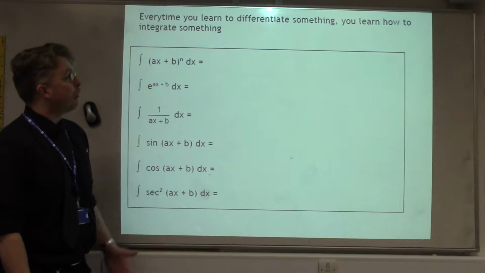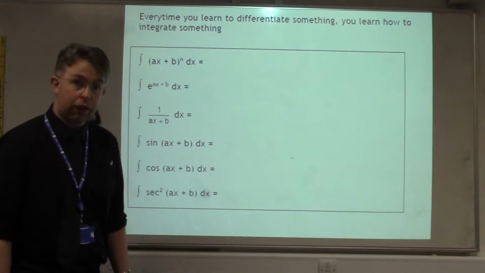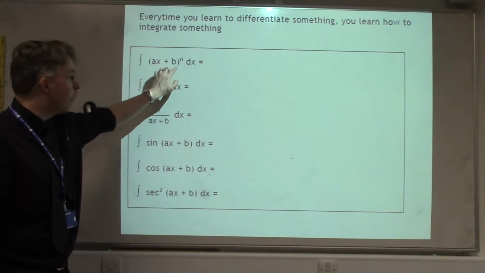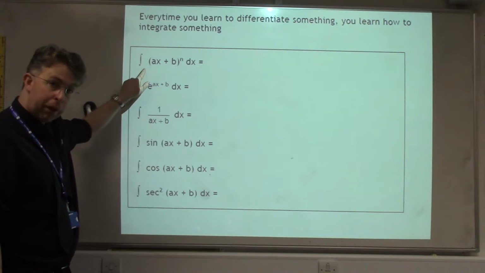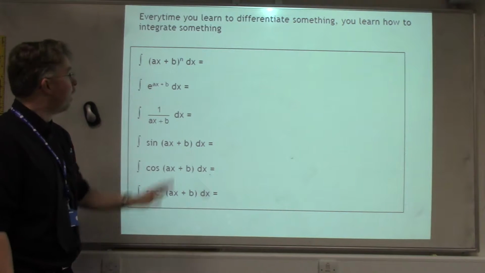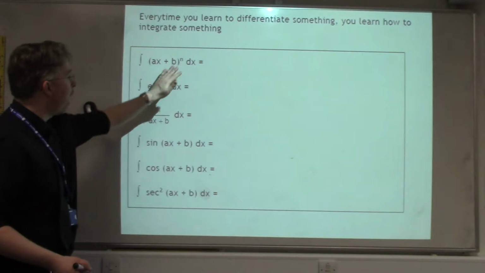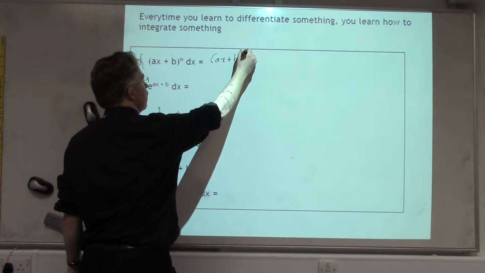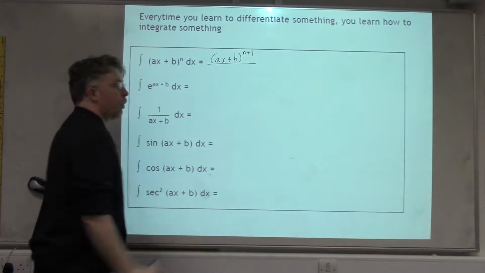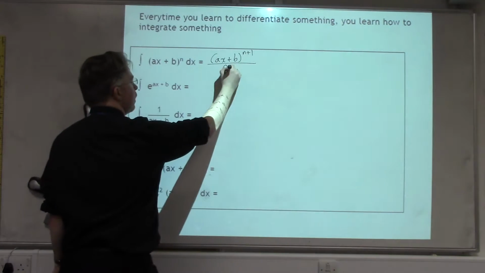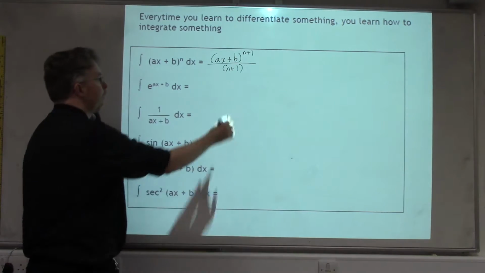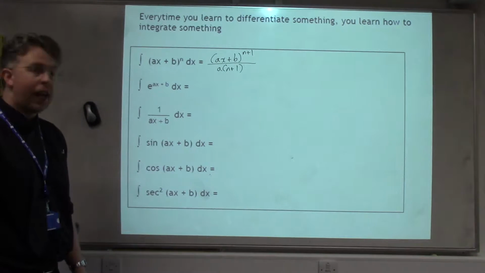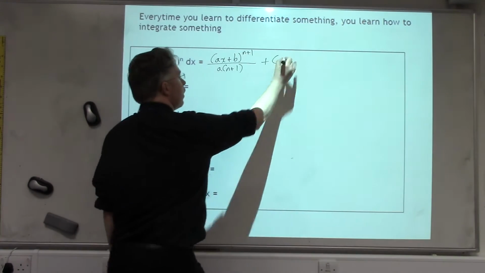Every time you learn to differentiate something, you also learn how to integrate something. So (ax plus b) to the power of n: when you differentiate, you multiply by the power, you multiply by the number in front of the x, and you take 1 off the power. When you're integrating, you do the opposite. So you add 1 to the power, you divide by the new power, and you divide by the number in front of the x. So you get (ax plus b) to the power of n plus 1 over a times (n plus 1), plus c.